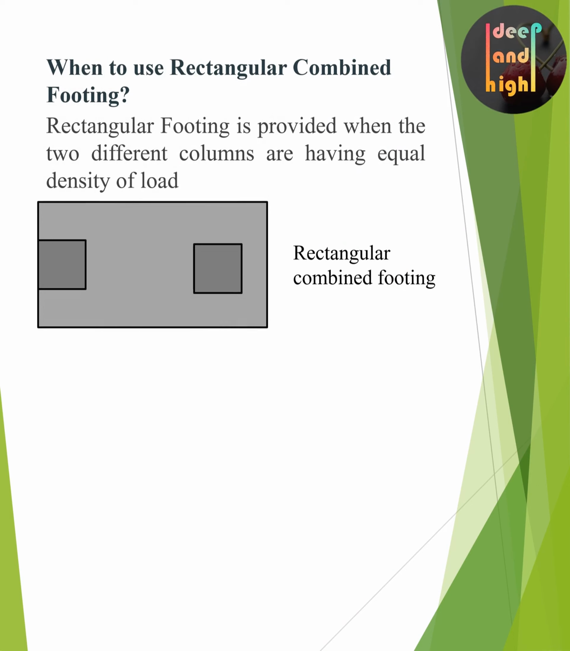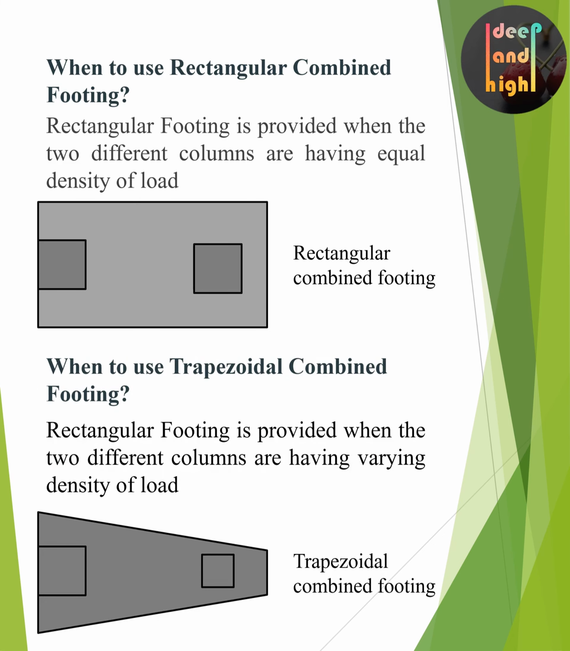Rectangular footing is suggested when the two different columns have similar intensity of load. Rectangular footing is easy to construct, compared to the trapezoidal combined footing. Trapezoidal combined footing is suggested when the two different columns have two different intensities of loads, with huge variation in their load proportion. This trapezoidal shape is designed to maintain the center of gravity, and also to transfer the two different loads over the particular point.